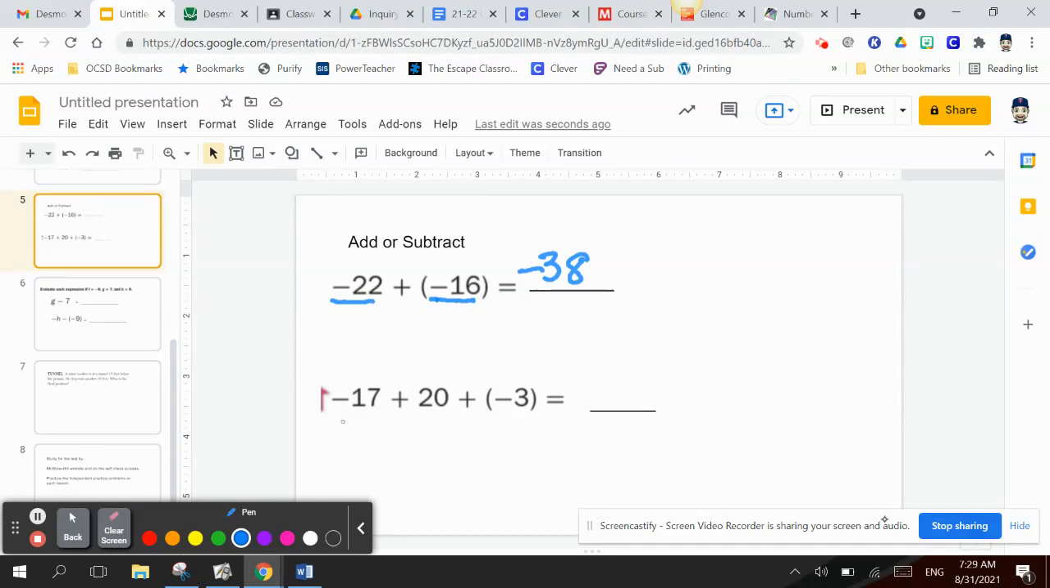Same thing down here. I want to add the ones that are the same first. So I'm going to do -7 and -3. -7 plus a -3 is -10. Plus 20. So 20 minus 20 is 0.